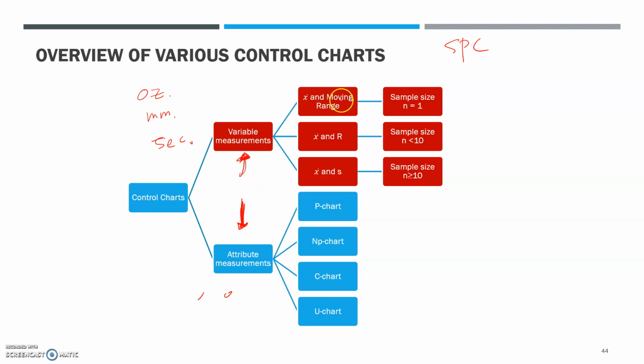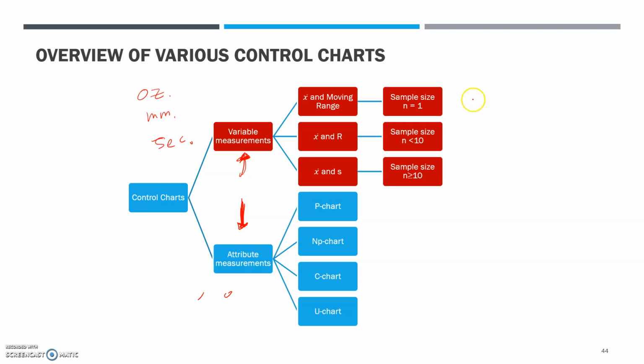There are 3 different types: X bar and MR charts, X bar and R charts, X bar and S charts. They all are made up of 2 different charts. Okay, you see the R chart first, and then you see the X bar chart second, or things like that. These are pairs of control charts instead of just one control chart.